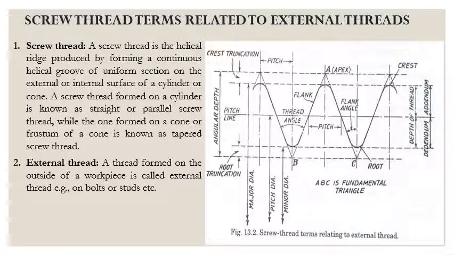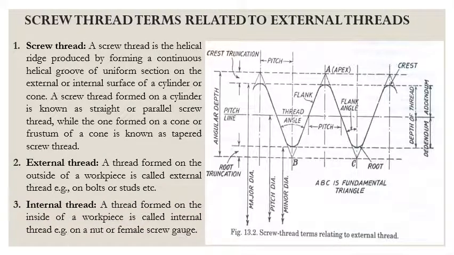External threads: threads formed on the outside of a workpiece are called external threads. For example, on bolts or studs, we generally find external threads. Imagine a helical groove formed on a cylinder. Whereas internal threads are threads formed on the inside of a workpiece. This term is related to internal threads. Generally on a nut or a female screw gauge, we find internal screw threads.